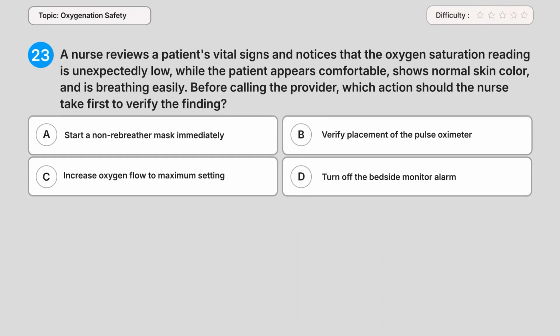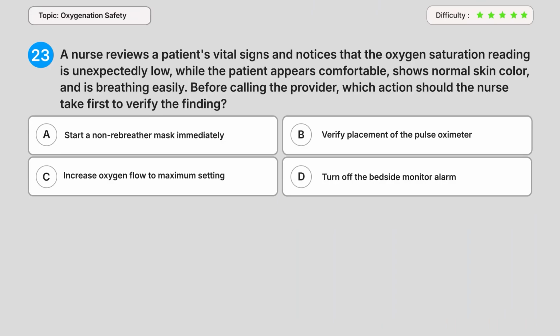Question 23. A nurse reviews a patient's vital signs and notices that the oxygen saturation reading is unexpectedly low, while the patient appears comfortable, shows normal skin color, and is breathing easily. Before calling the provider, which action should the nurse take first to verify the finding?